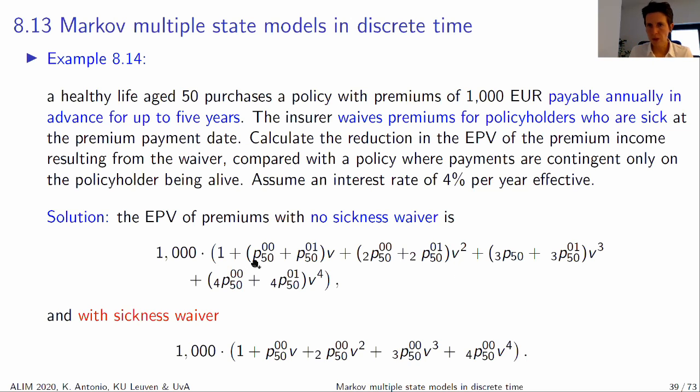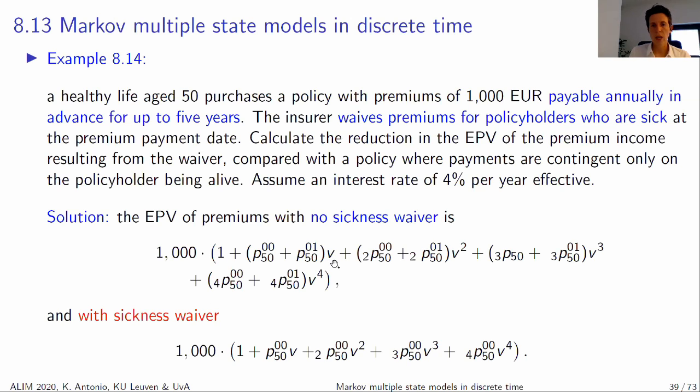Then which probabilities do we need to take into account? Well, the probability at time 0 is guaranteed because we start with a policyholder who is alive, yeah, who is healthy. So he has to pay this premium at time 0. So there is no probability, no discount factor to be taken into account for this first premium payment. Neither in the product without the sickness waiver or in the product with the sickness waiver, right?